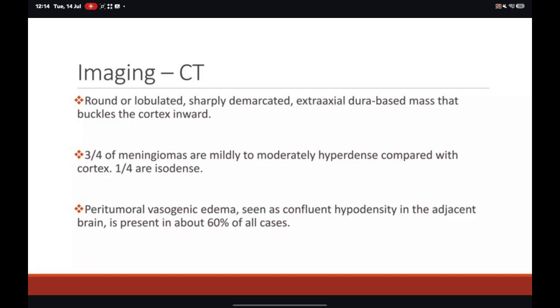Imaging, CT: a round and lobulated, sharply demarcated extra-axial dura-based mass that buckles the cortex inward. Three quarters of meningiomas are mildly to moderately hyperdense compared with cortex, and one quarter are isodense. Peritumoral vasogenic edema, seen as a confluent hypodensity in the adjacent brain, is present in about 60% of all cases.